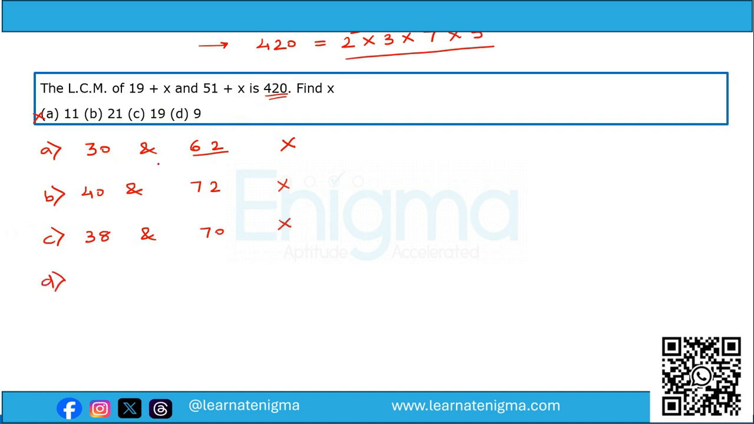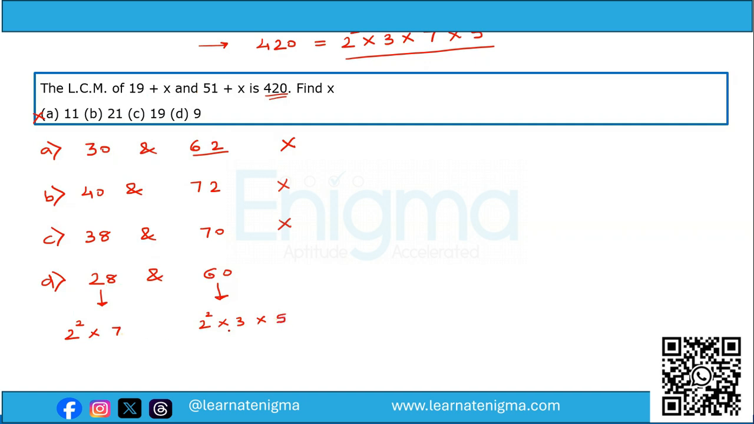Let's take option D. So 19 plus 9, that becomes 28, and 51 plus 9, that is 60. Now you can check here 28 and 60. 28, we can write it down as 2 raised to 2 into 7, and 60 we can write it down as 2 raised to 2 into 3 into 5.